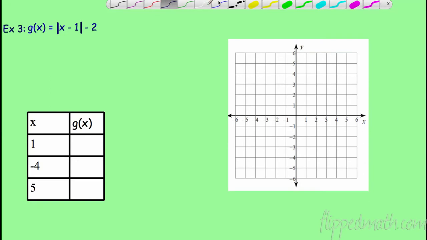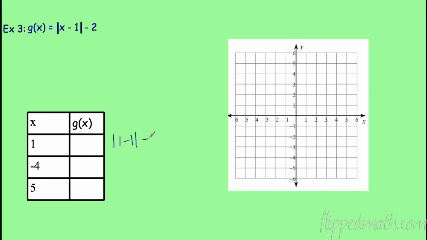So now we have this in terms of g of x equals the absolute value of x minus 1 minus 2. We have a table and then we have a graph. So what we're going to do right now is complete this table and then graph some points and see what we get. A table is just doing the same problem several times. So the first time I'm going to plug in for x is 1. So the absolute value of 1 minus 1 minus 2.